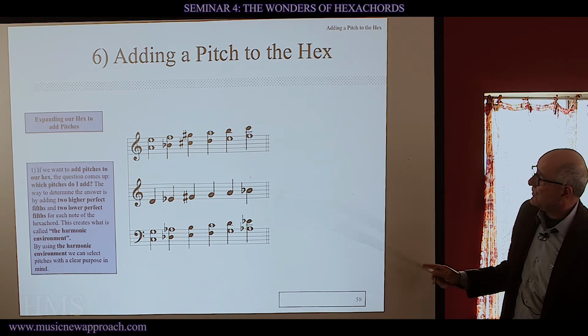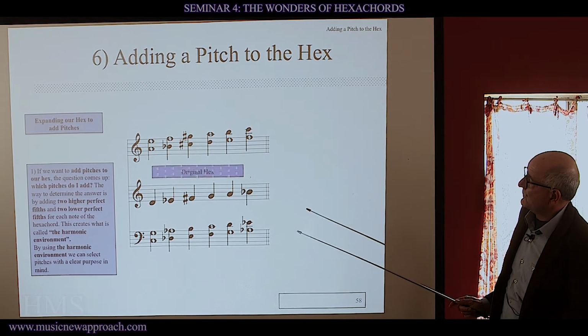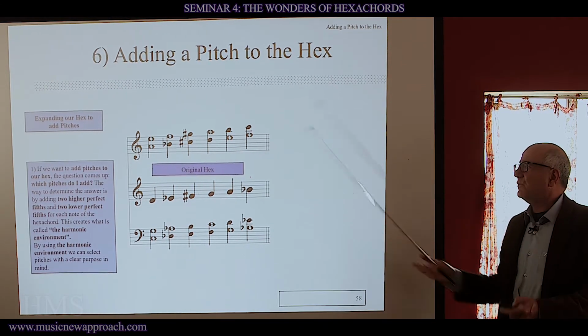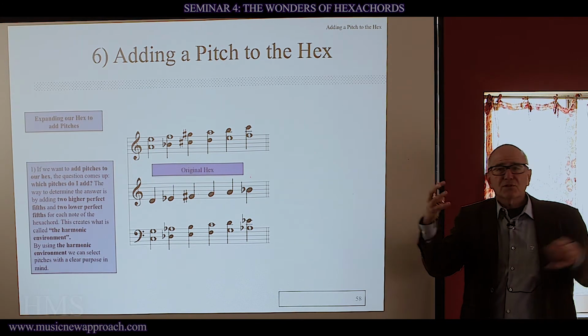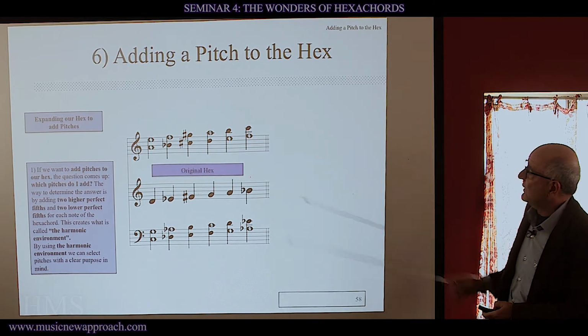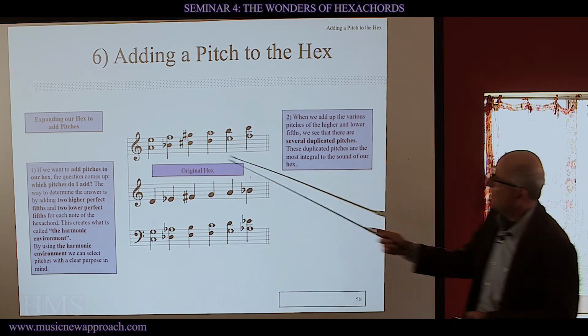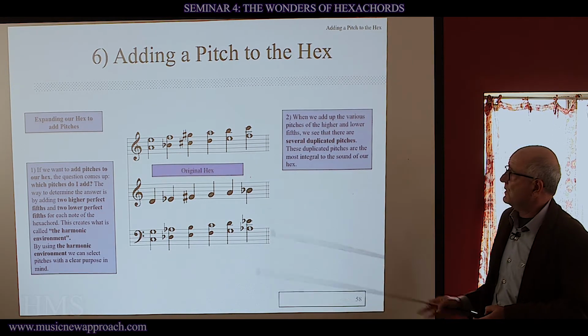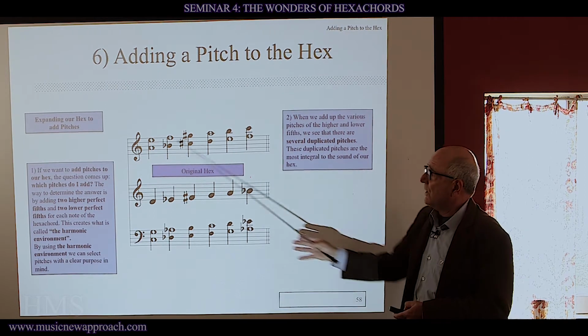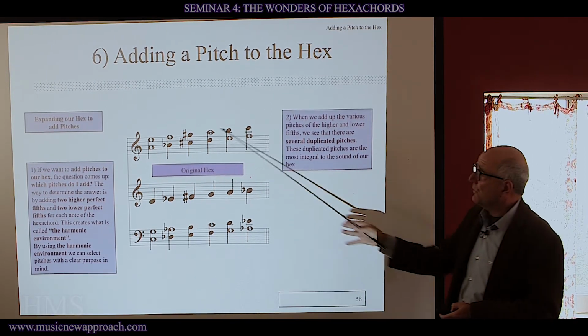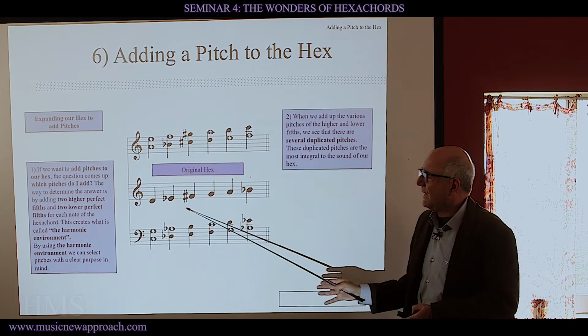And the same thing with this. So what does this tell us? Why do we do fifths? Because fifths create harmony. They're just a harmonic interval. So here's our original hex. These are the higher fifths. Now we see that there are several duplicated pitches. The duplicated pitches are the half notes. They're most integral to the sound of our hex.